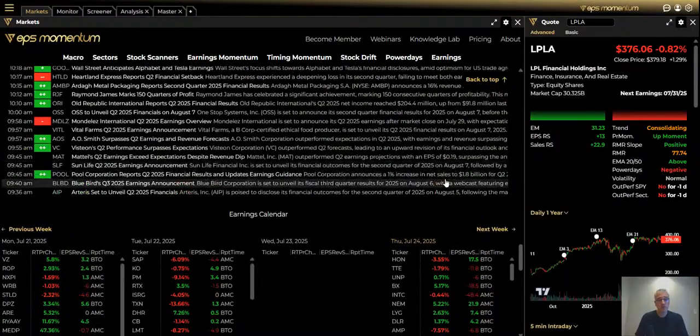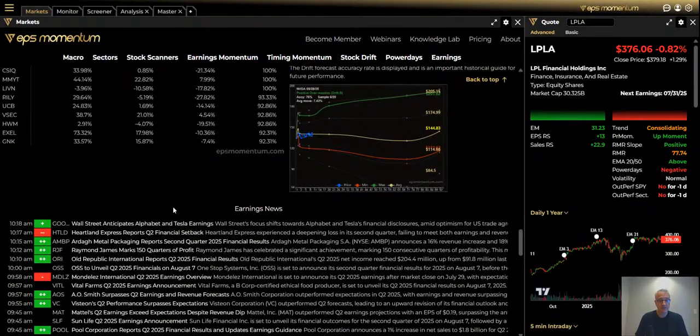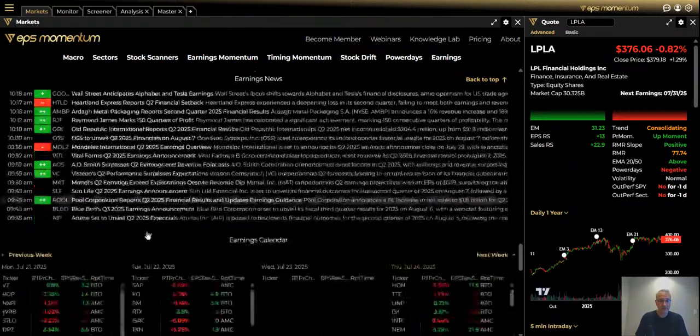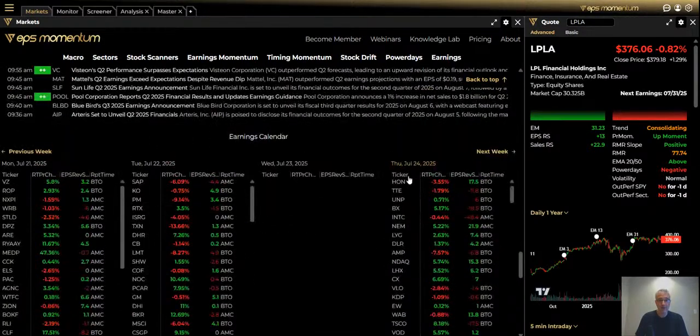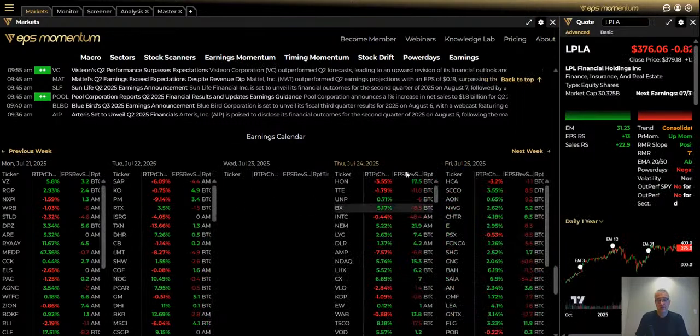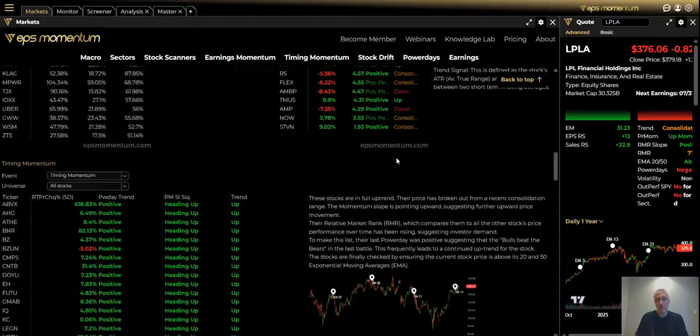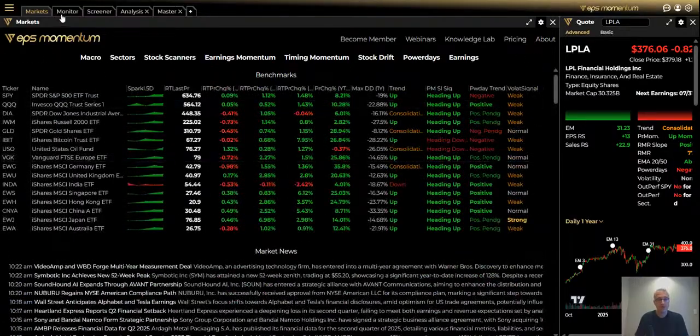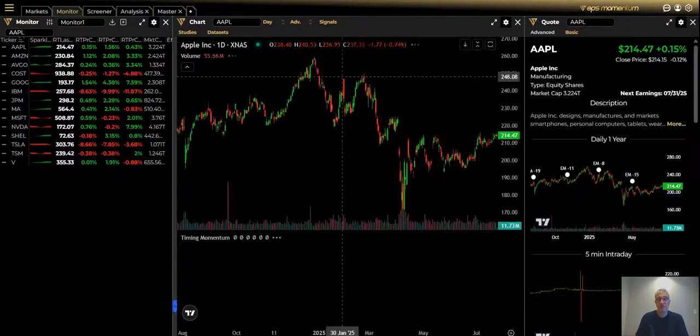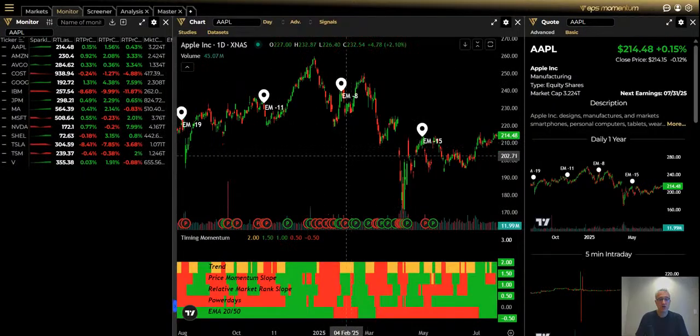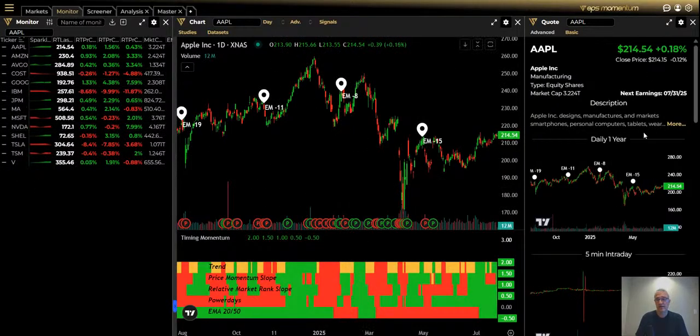Then we go into earning news. So what's happening in earnings, what's going on. See, we start to see some tags here, and we have even more powerful things coming up. And then the week, earning report week. So what's reporting every day, the earning calendar, very, very useful. So once you're done with the markets page, you can go into monitor. So the monitor is really, I want to look at a stock, one chart in the middle, a monitor on the side, and then a quote on the side with some other information.